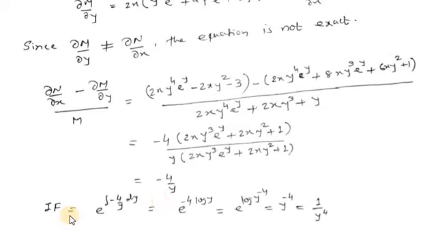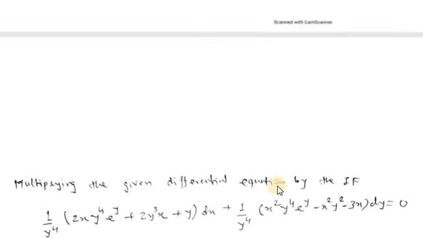Now we will find out the integrating factor. IF is e raised to integration of f(y) dy, and integration of 1 upon y is log y, minus 4 as it is, so the result is e raised to minus 4 log y. Now applying the property of logarithm, it will become e raised to log y raised to minus 4, and again applying the property of logarithm, it will become y raised to minus 4, and y raised to minus 4 is 1 upon y raised to 4. So the IF is 1 upon y raised to 4.